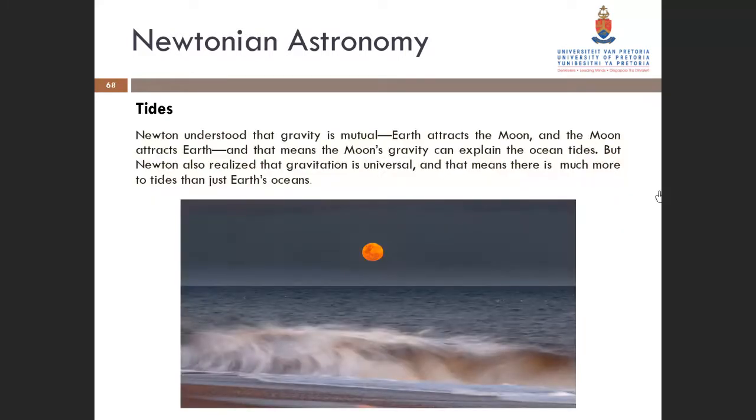So now we get to tides. So Newton understood that gravity is mutual. Earth attracts the moon and the moon attracts Earth, and that means the moon's gravity can explain the ocean tides. But Newton also realized that gravitation is universal, and that means there is more to tides than just Earth's ocean.